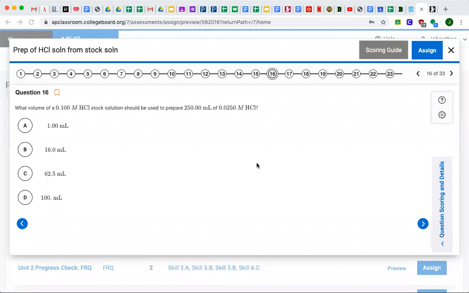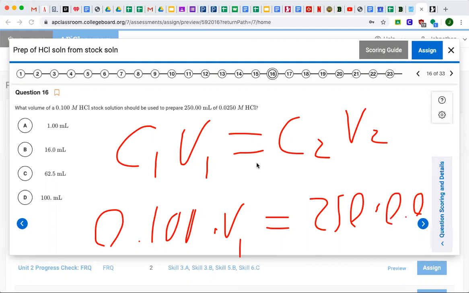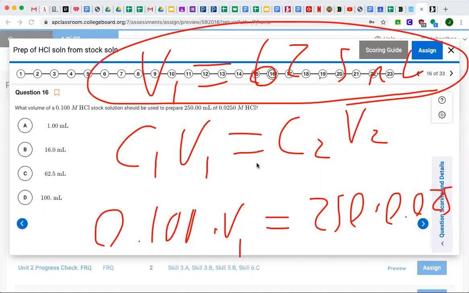So for this one, I used C1V1 equals C2V2, and C1 was 0.100, V1 was what we're trying to find, C2 was 0.0250, and V2 was 250 milliliters. Once you calculate that, V1 equals 62.5. Okay, good. I don't have much board space here, so I'm not showing all the units like I usually do in class, but that ends up being correct. I've swapped these two, so this is the concentration here and this is the volume over here. So that's correct, 62.5 milliliters.